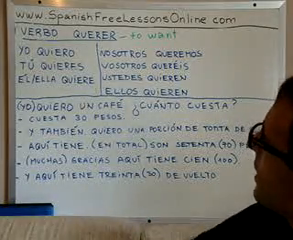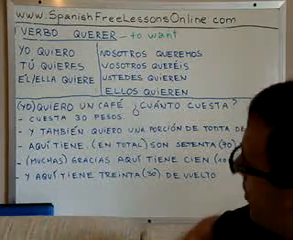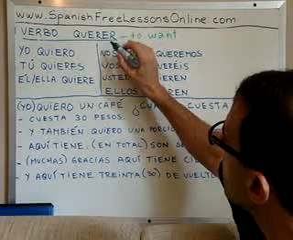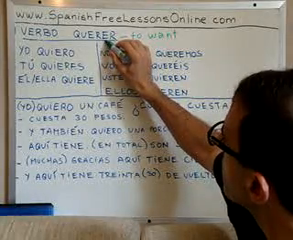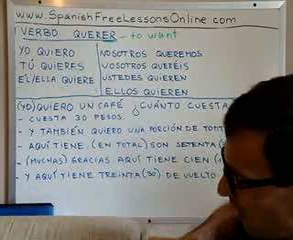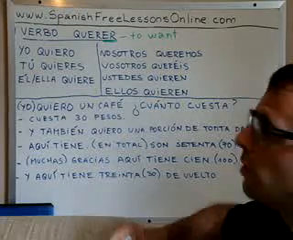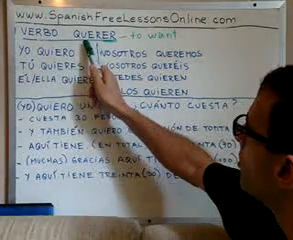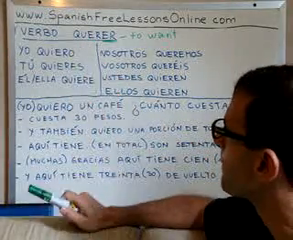Notice that the root, look, this would be the ending, the termination, okay? The ending would be er. It's a verb that ends in er. The root would be quer.